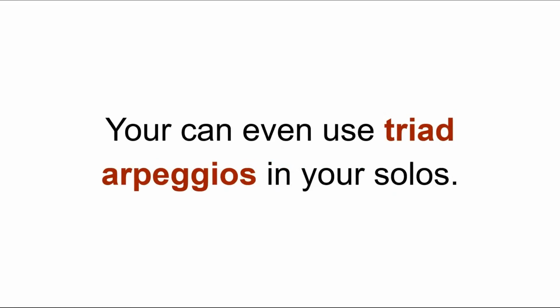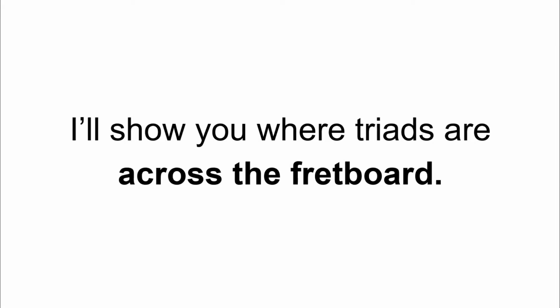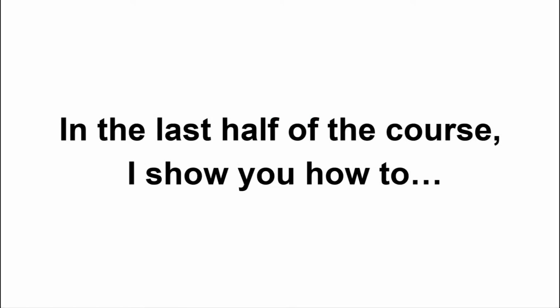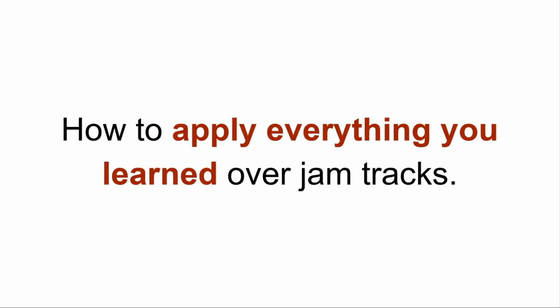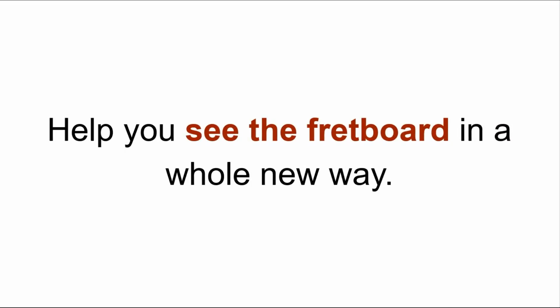You can even use triad arpeggios in your solos to create melodic lines that don't sound like you're just playing a boring scale. I show you where the triads are across the fretboard so you'll know exactly where to put your fingers. In the last half of the course, I show you how to unlock the fretboard with the CAGED system and how to apply everything you learned to play over some jam tracks. This will allow you to really wire triads into your guitar playing and help you see the fretboard in a whole new way.